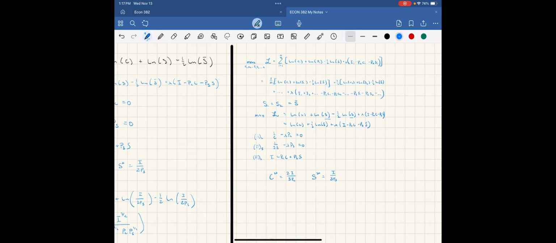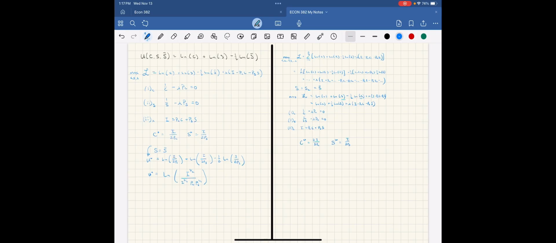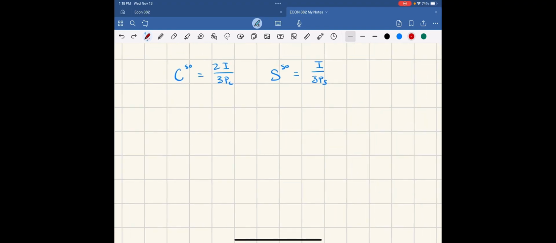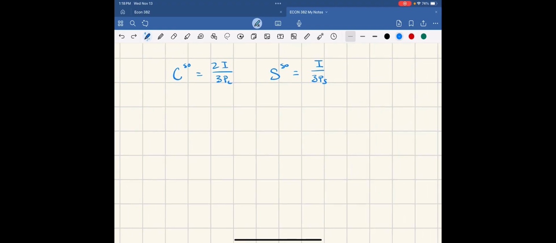Now, if we compare that to what we had before, we see it's a different amount. Specifically, it's a different amount of S that's being consumed. And that's oftentimes the argument we say, that without internalizing externalities, individuals consume too much, or more than what is socially optimal.